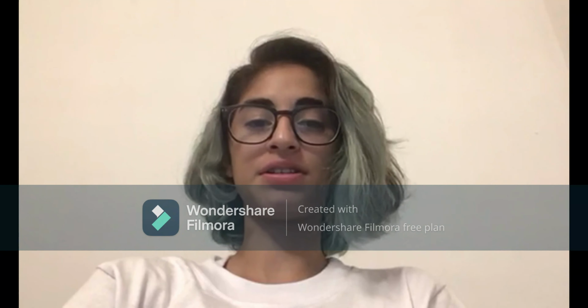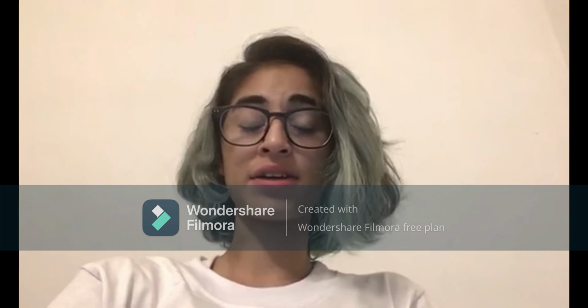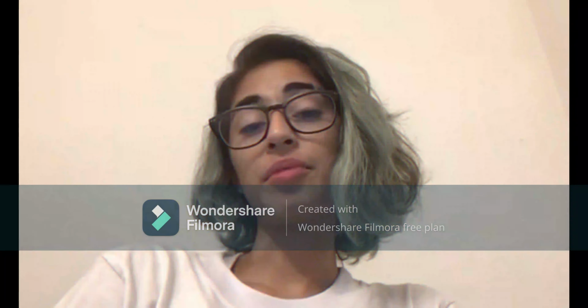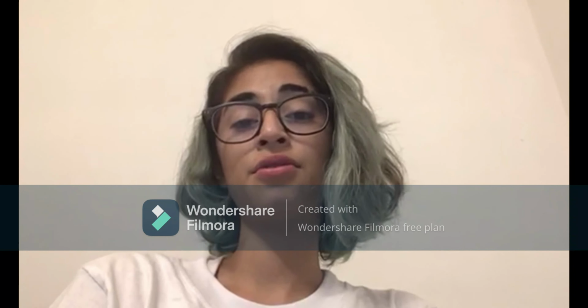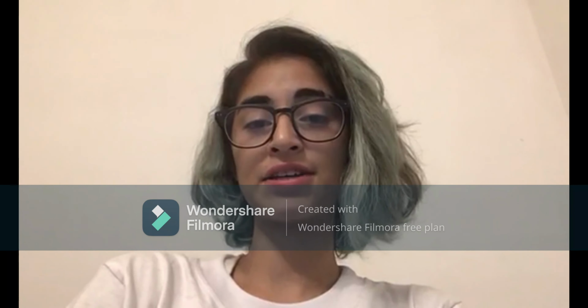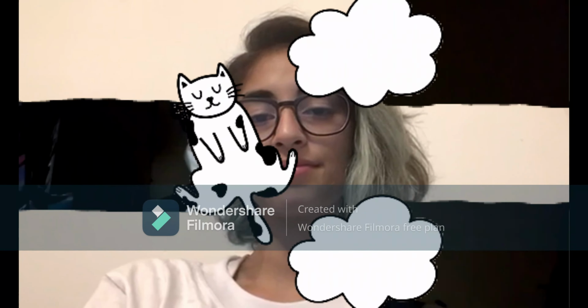Let's start with definitions. In active voice, the subject of the sentence is performing the action expressed by the verb. While in passive voice, the subject becomes the person or the thing acted on or affected by the verb's action. Let's try to understand this better by taking a look at the formulas.